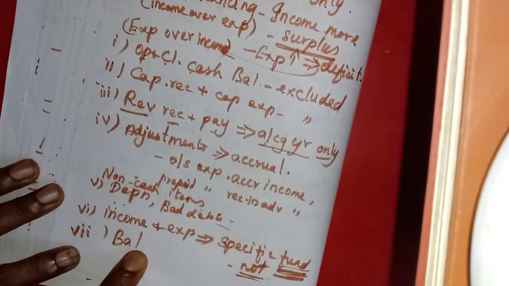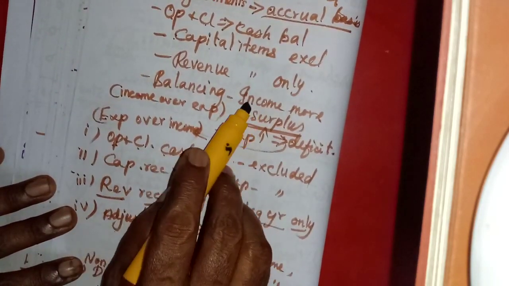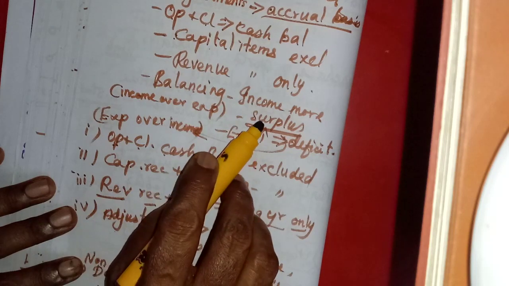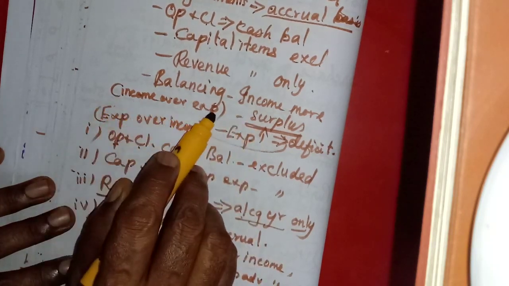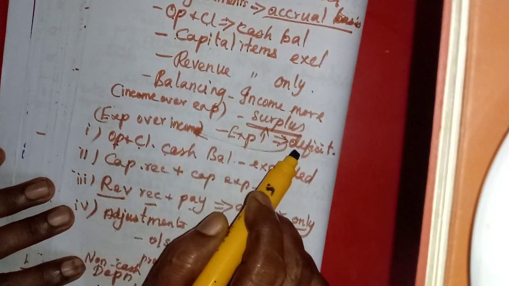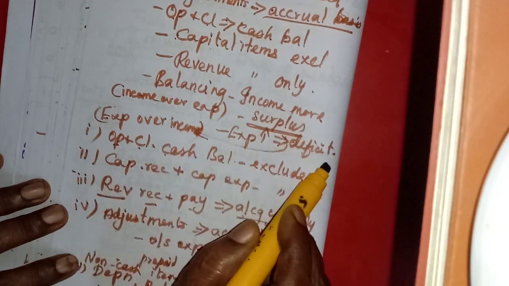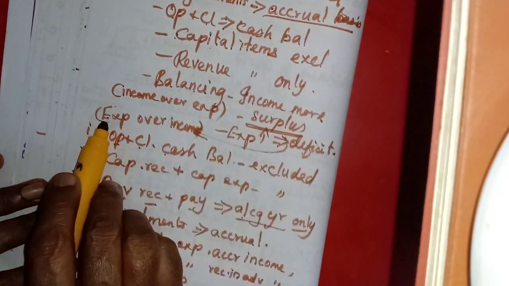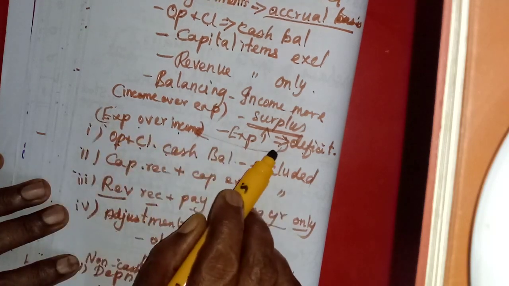Then balancing must be done. If the credit side is more, that means income is more, then we will get a surplus on the debit side. You have to write within brackets income over expenditure. If the debit side is more than the credit side, that means the expenses are more, we will get this deficit on the credit side. You have to write within brackets expenditure over income. Here you have to write deficit.